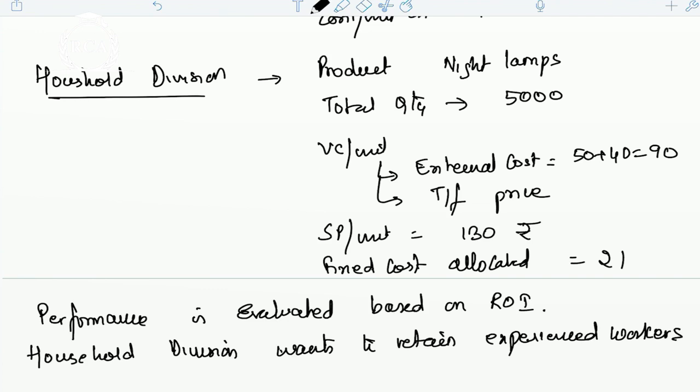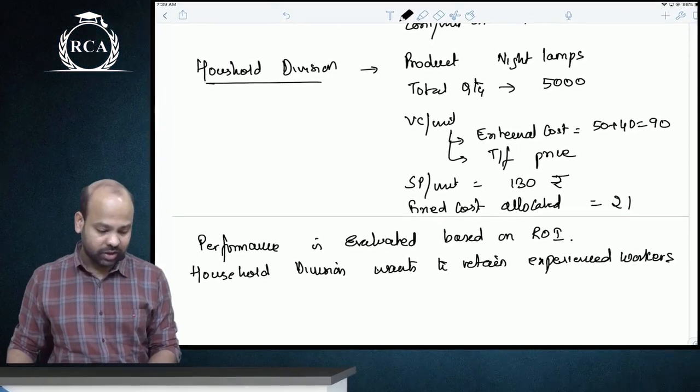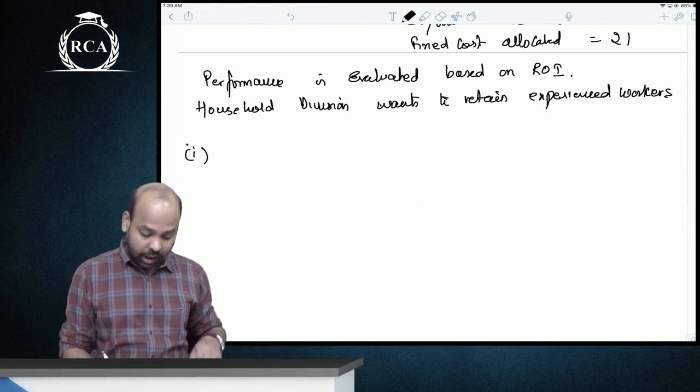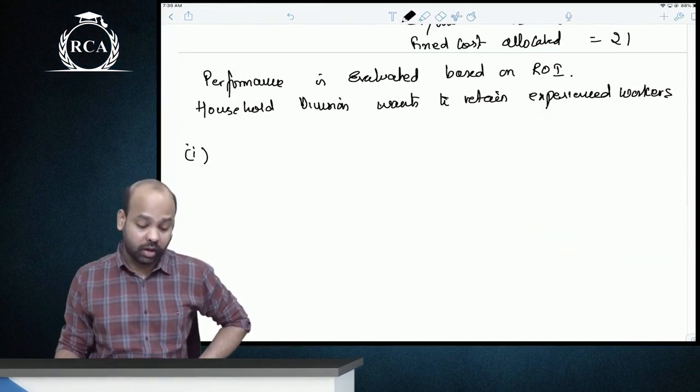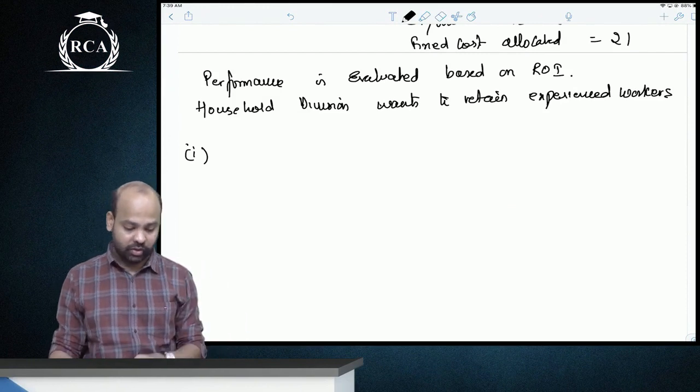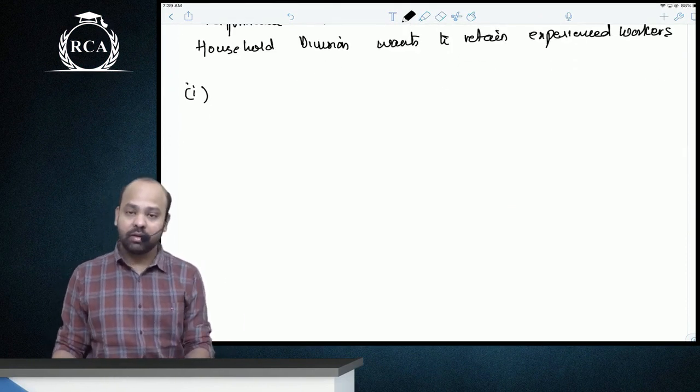Chalo guys. Now, if you look at the first bit, it says, would you recommend the supply of switches to the household division by electrical division at a price of 18 rupees each? Let us not forget, guys.